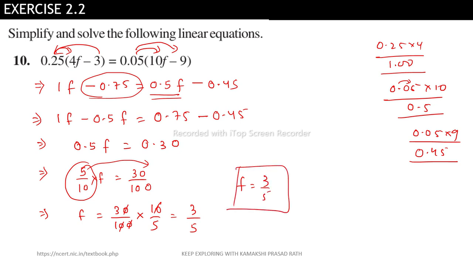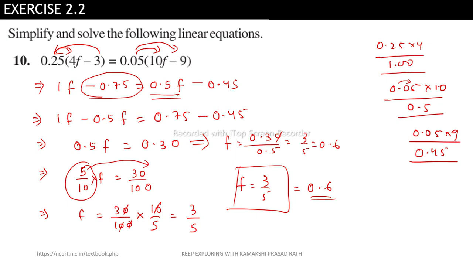If we want to convert this answer to decimals, you can do it easily. 3 by 5 is nothing but 0.6. This can be done directly from here also. That is, f can be written as 0.30 by 0.5. No need of this 0. This is a simple thing. There is one decimal place in both, so we can directly write it as 3 by 5, and that becomes 0.6.